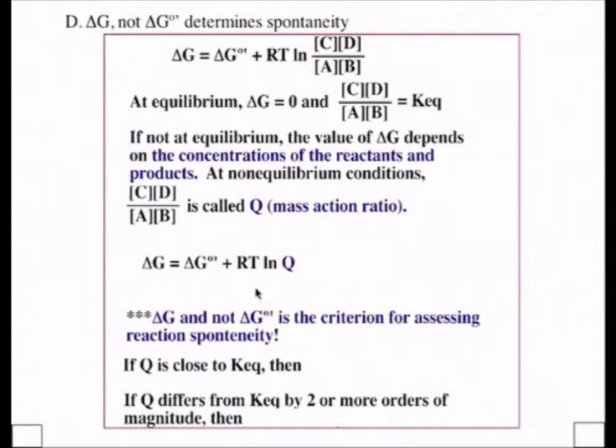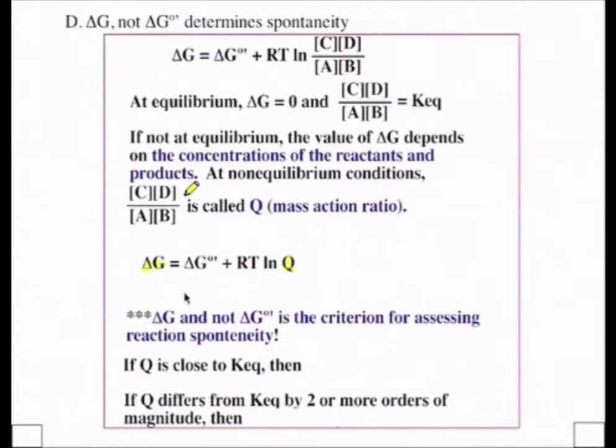Star, star, star, right? This is very important because it is in fact the case that the actual delta G is the real criterion for reaction spontaneity. Even without plugging in numbers, it is very easy for us to see the relationship between the actual delta G and the mass action ratio. It all has to do with the ratio of products to reactants. Remember that that's what describes Q.